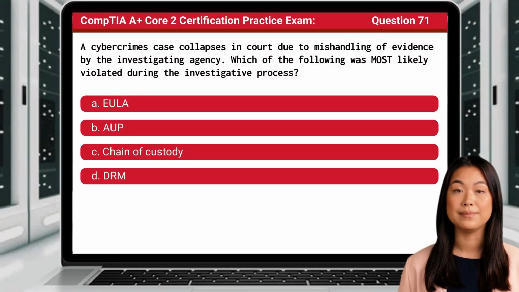Question 71. A cybercrimes case collapses in court due to mishandling of evidence by the investigating agency. Which of the following was most likely violated during the investigative process?